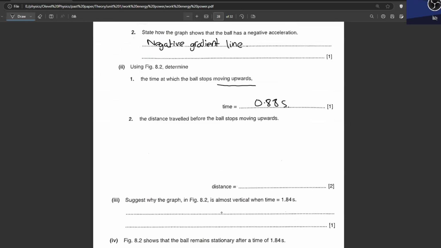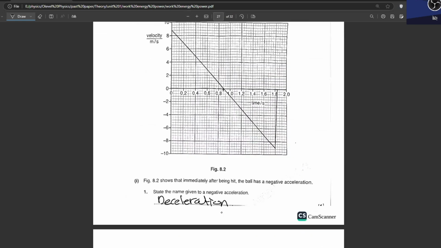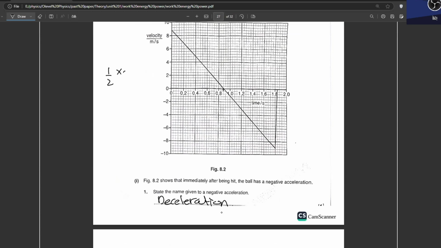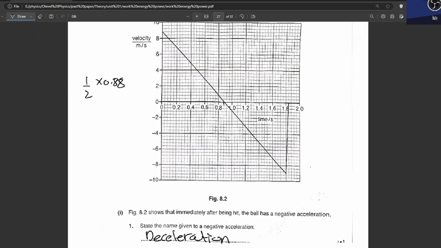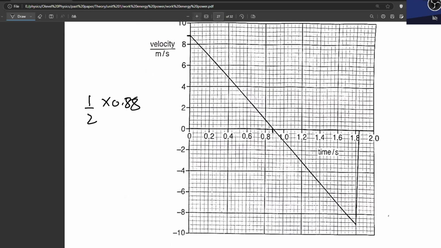The distance traveled before the ball stops moving upwards. So we will calculate the area of this triangle. The base is 0.88. What will be your height? Let me zoom in a bit. This is your height. This will be 8.8. So this will be 8.8 as well. Okay. So let's calculate this: 0.88 into 8.8 divided by 2.